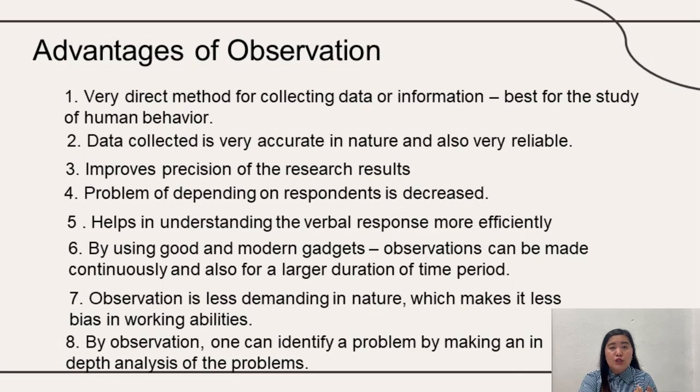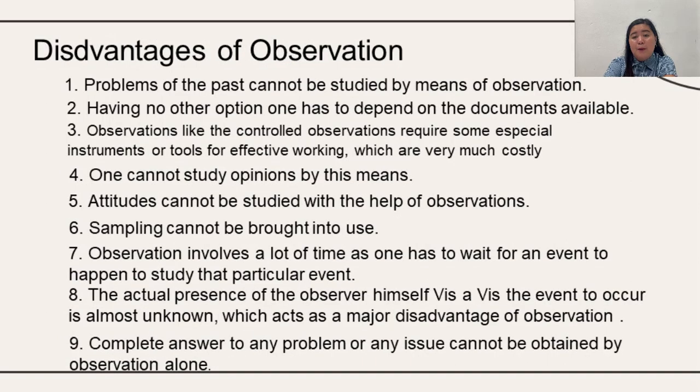So if there are advantages, there are also disadvantages of observation. So what are those disadvantages of observation? One of these is that problems of the past cannot be studied by means of observation. Having no other option, one has to depend on the documents available. Next is that observation, like controlled observation, requires some special instruments or tools for effective working, which are very costly. Next is one cannot study opinions by these means.